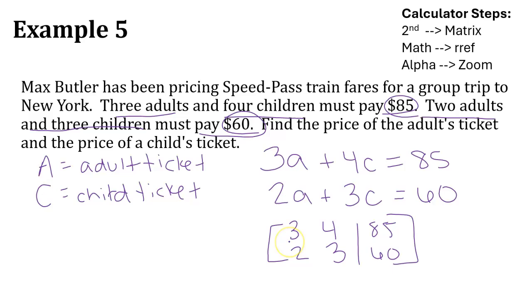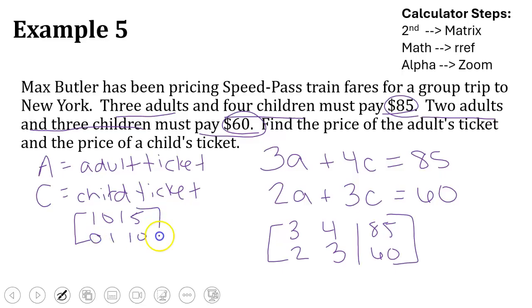All right, so let's look at it. So here was our answer, 1 0 15 and then 0 1 10. So remember that first column was A's, the second was C, for child, and the last was our solution. So the top number under the A is 15, so our adults are $15. And then the second one, the one under the C, so that's for child, and so the child was $10.